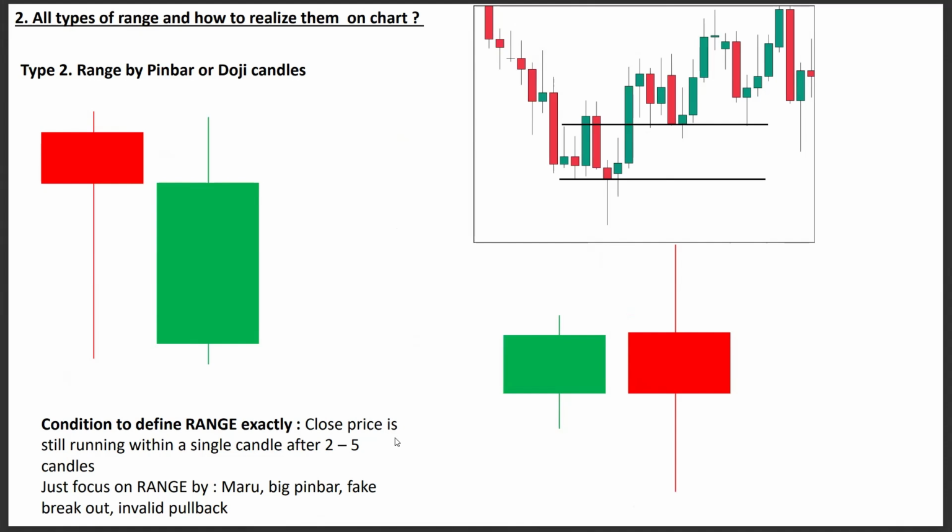Remember, the close price is running within a single candle after 2 to 5 candles appear in the market. So a Marubozu candle, a big pin bar, a fake breakout, and an invalid pullback can create a range. We will move over to fake break and invalid pullback very soon.